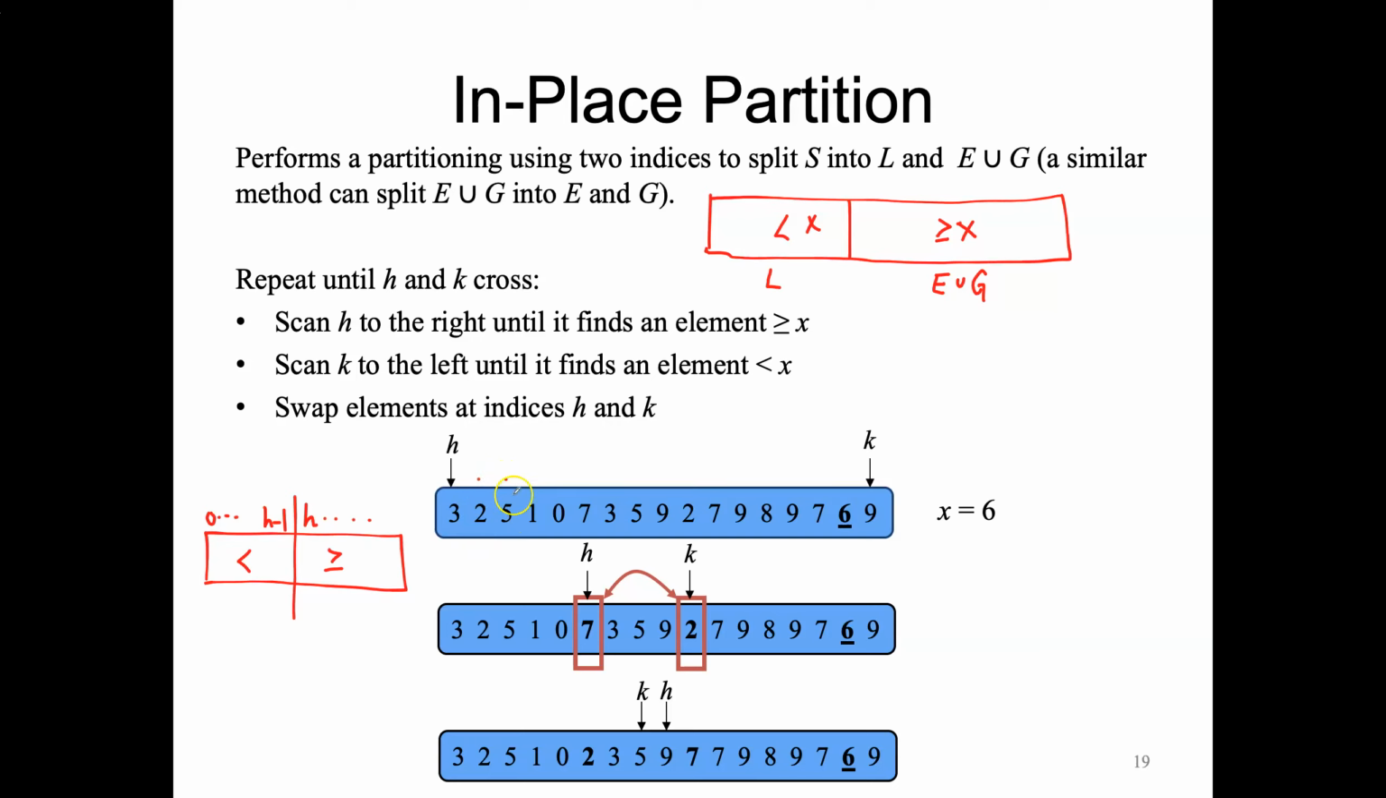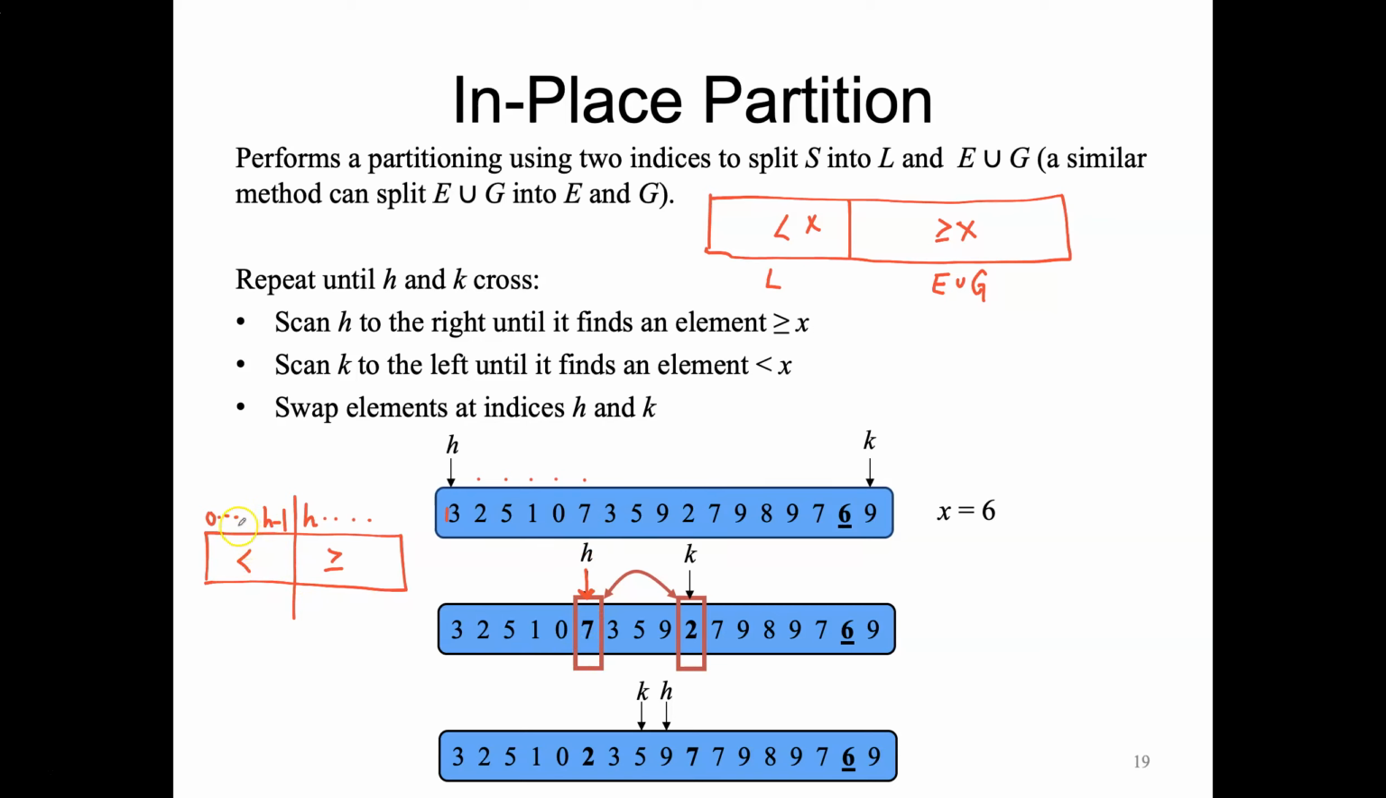We move to the next one. And we keep incrementing every time, comparing whatever h is pointing to with our pivot, which is 6. And if it's less than 6, then we're in the clear. Everything here is less than our pivot. And we stop once h is pointing to something greater than or equal to our pivot. Now we know h points to something greater than or equal to our pivot, which means it doesn't belong on this left side. So we're going to swap it, but which thing should we swap it with?